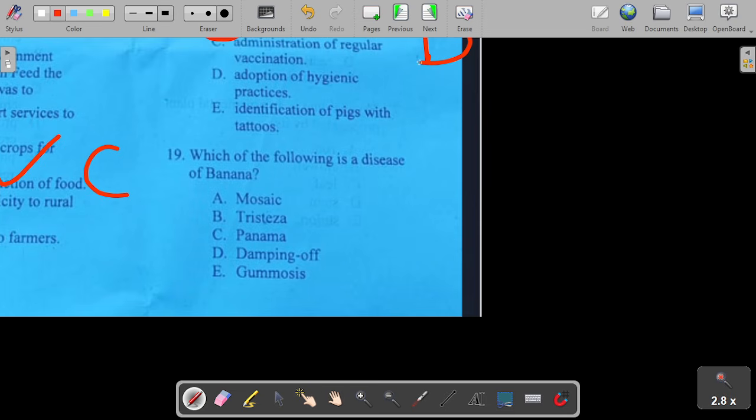19. Which of the following is a disease of banana? Disease of banana, we have mosaic, Trazza, Panama, dumping of cancer. It is Panama. 19 is C.